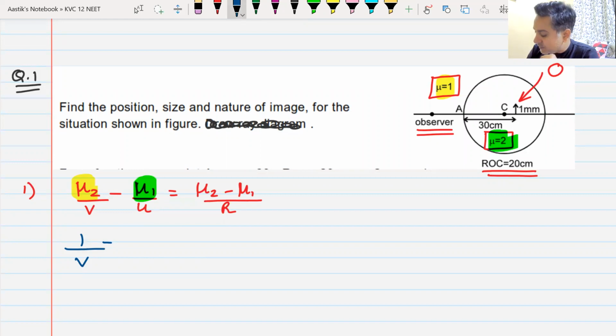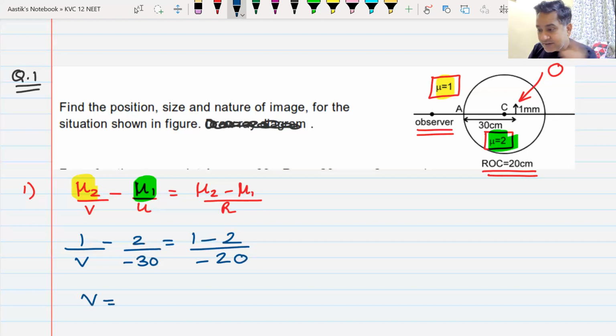So it will be minus 2 divided by the value of U. U is the distance of the object from the pole. How much is the object distance? Minus 30. Well done. So we are there. Very good. So now I put 1 over V minus 2 divided by minus 30, equal to 1 minus 2 divided by the radius of curvature, the only controversy. How much is that? Minus 20. Well done. Now we understand it. You put the values and get the correct answer. You will get it as minus 60.